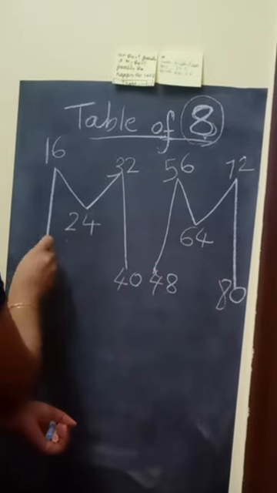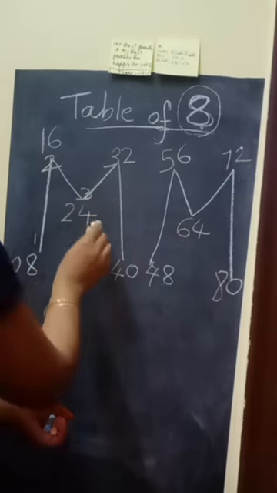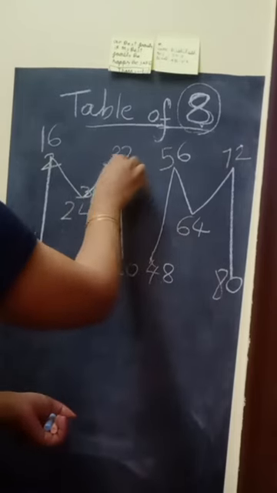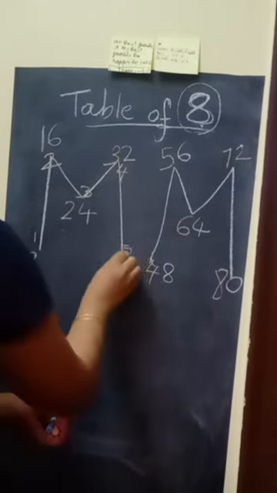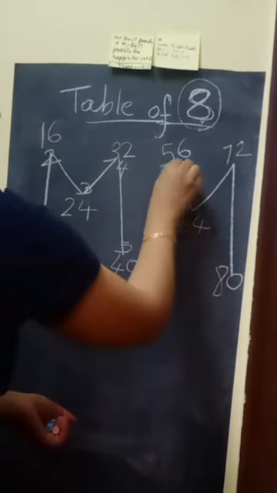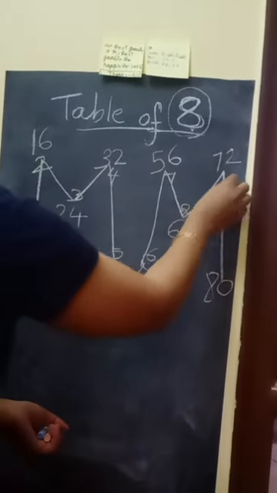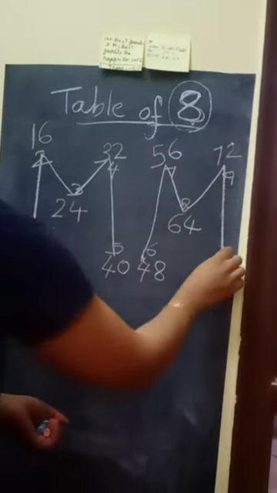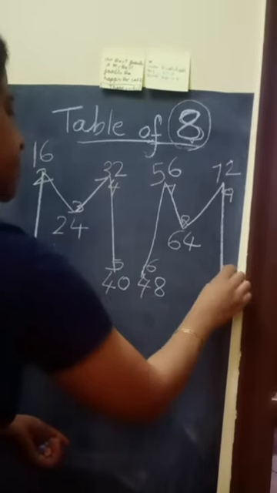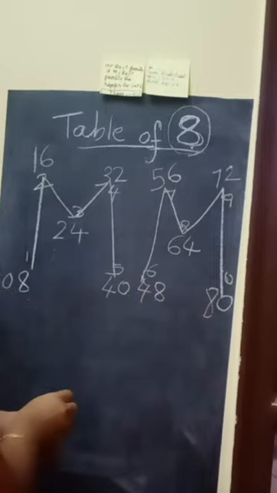8 ones are 8. 8 twos are 16. 8 threes are 24. 8 fours are 32. 8 fives are 40. 8 sixes are 48. 8 sevens are 56. 8 eights are 64. 8 nines are 72. 8 tens are 80. M&M will give us the table of 8.